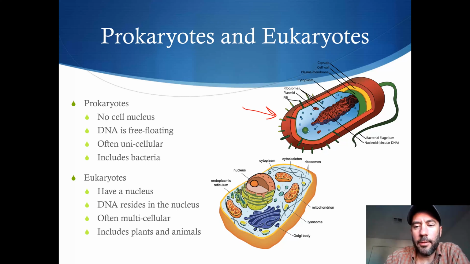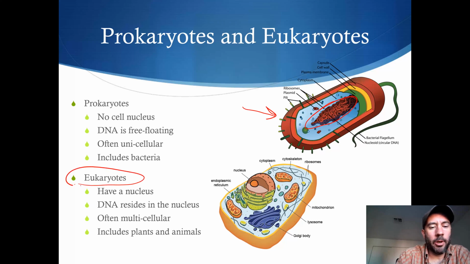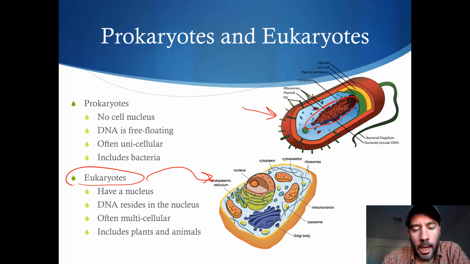These prokaryotes, they don't have a nucleus, which means that the DNA, which is right here, is kind of free floating in the cytoplasm of the cell. Those are usually unicellular organisms like bacteria. But it's really the eukaryotes here that we're most interested in, and that would be this guy. So eukaryotes have a nucleus, which you can see here, and inside the nucleus is where the DNA resides in a eukaryote. So plants and animals are eukaryotes and so forth.